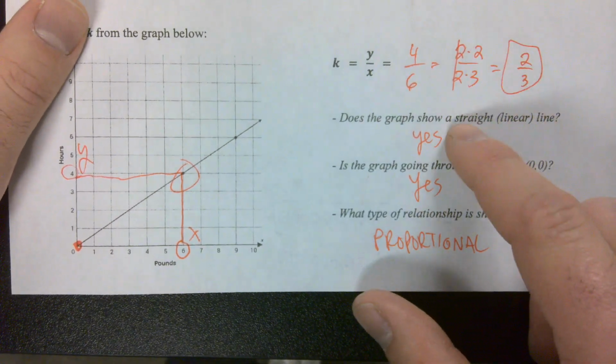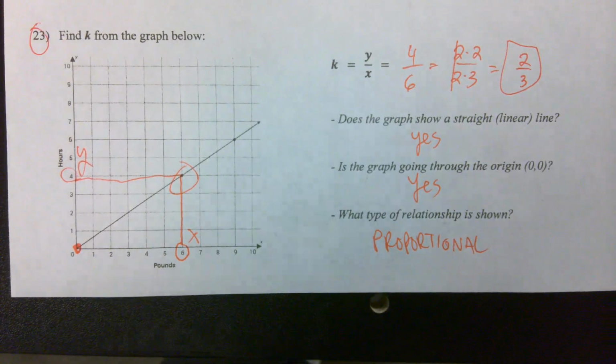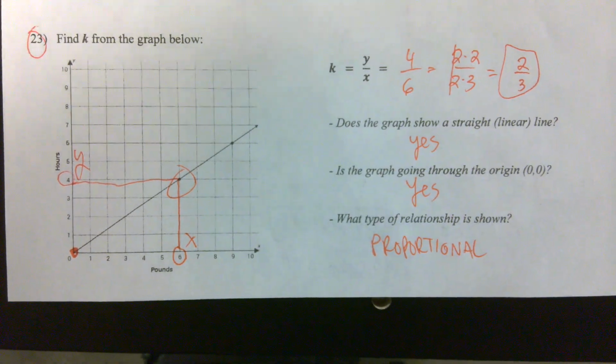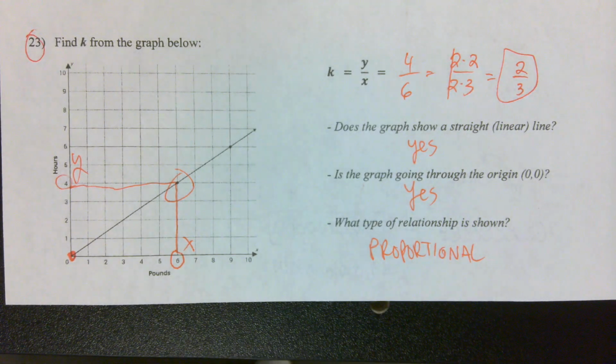If we have a straight line that doesn't go through the origin, what type of relationship is that? Non-proportional. Exactly. Great job. I appreciate you guys' help with that.